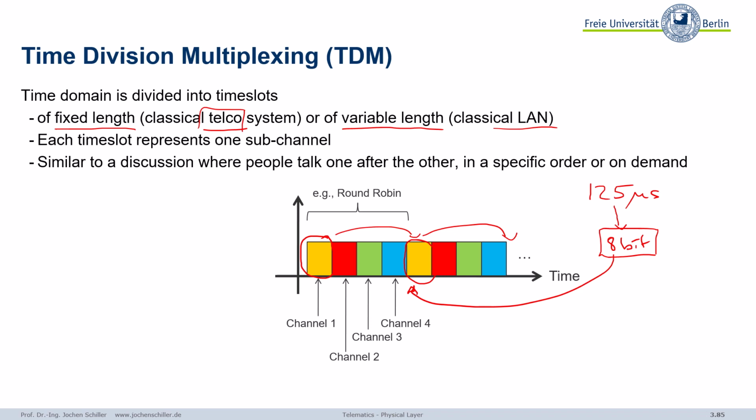We only have to make sure that it's our turn every 125 microseconds. So we can squeeze in other users as long as we have our 8 bits every 125 microseconds. And that was basically the core of the transmission of the digital telephone system. It's a very, very strict type of multiplexing.